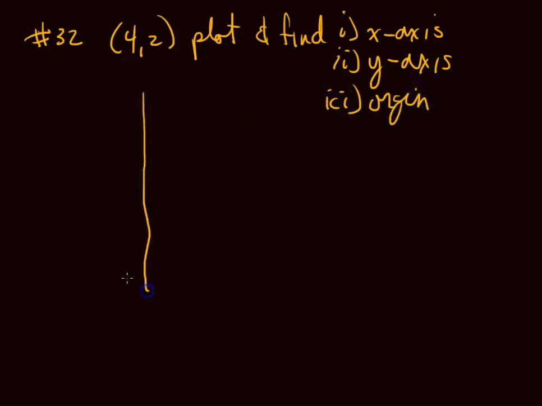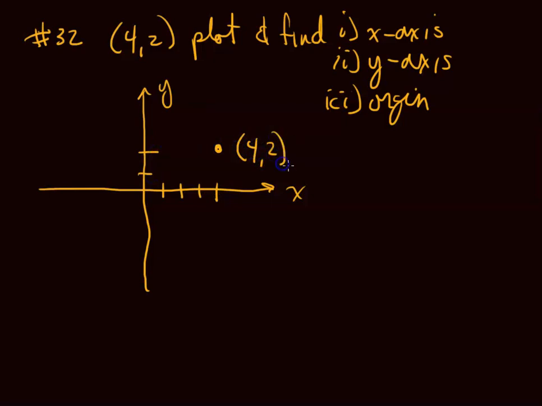So let's first plot this point (4, 2). This is the point (4, 2). So I is symmetry with respect to the x-axis. So it's got to be down here, 2 below. This is the point (4, -2). Remember, this is f of x equals negative f of x.